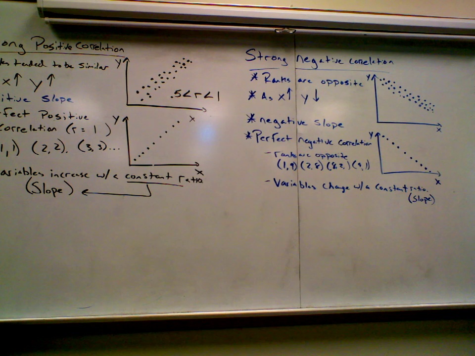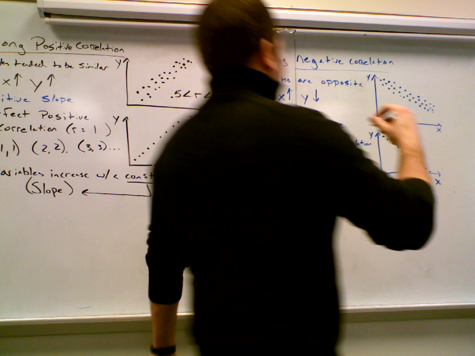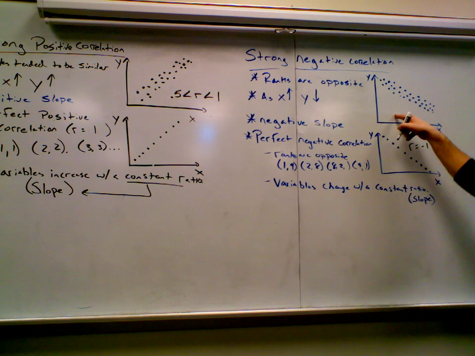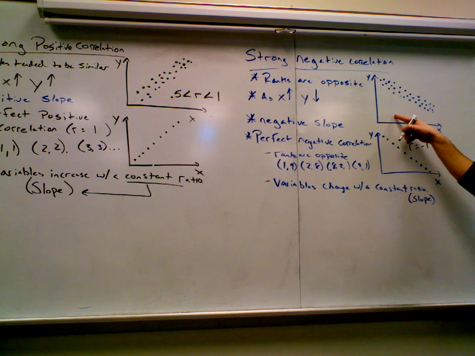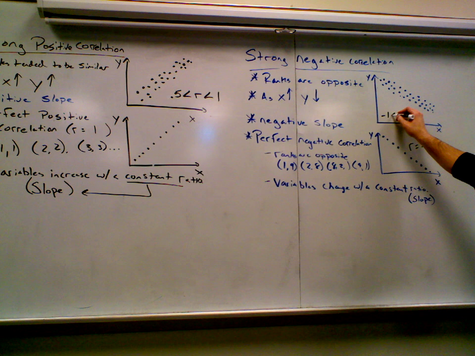Is there any question about strong positive correlation or strong negative correlation? Any question about strong positive or strong negative? No? We're not done yet. Now, if this is r equals -1, then where's this one? What do you think the minimum of this one could be? -1.